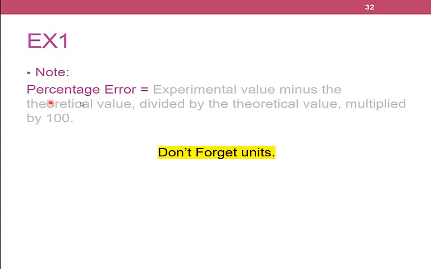After that, you are going to calculate the percentage error. Note that the percentage error is the experimental value minus the theoretical value, divided by the theoretical value, and after that you have to multiply it by 100.